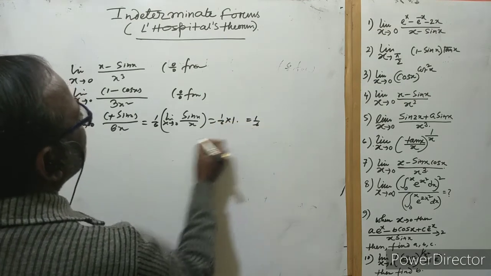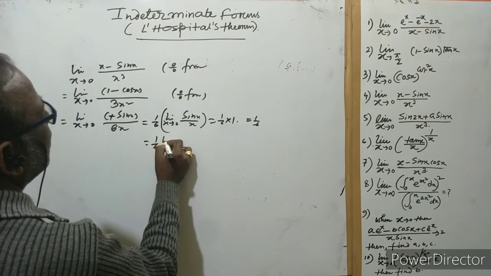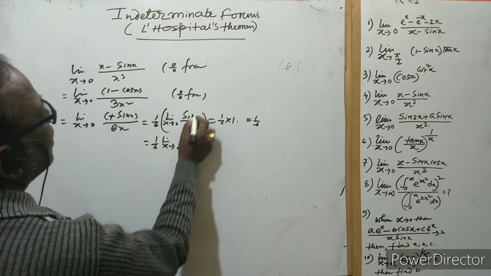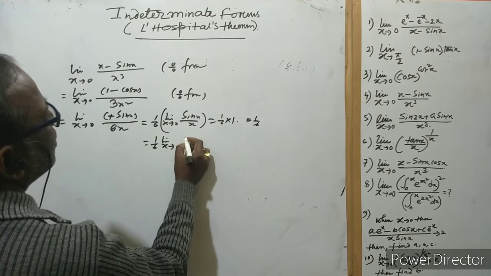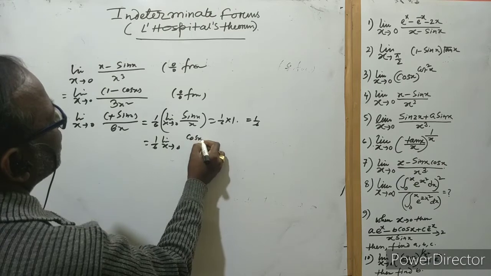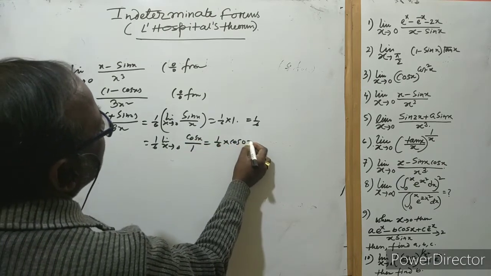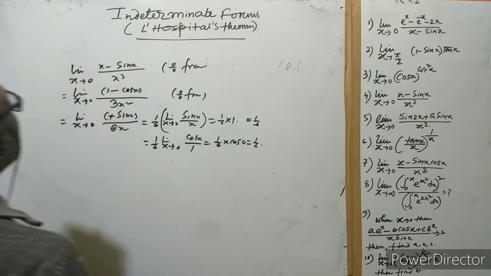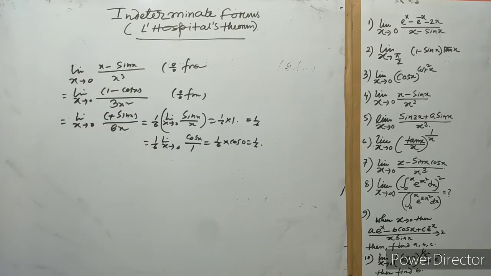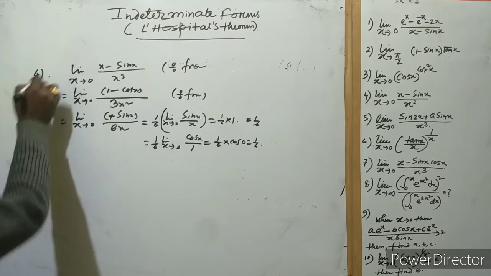that is 1 by 6. But you can also show that by differentiating, if you put 0 by 0, this is 0 by 0 form, so cos x, and this is here 1, so we can write here cos 0 also, this is 1 by 6 here, okay. So this is the question number 4, okay.